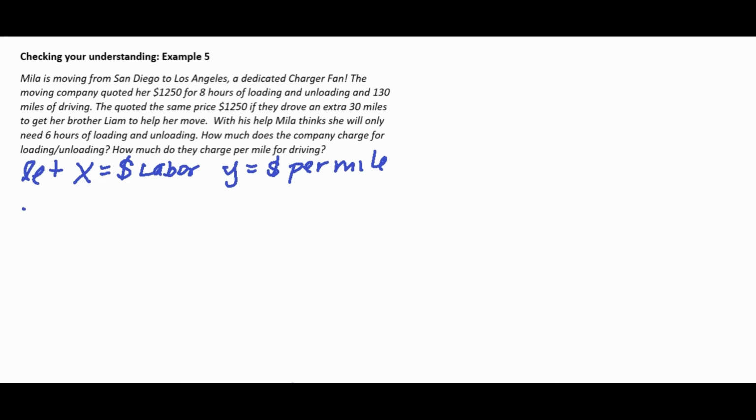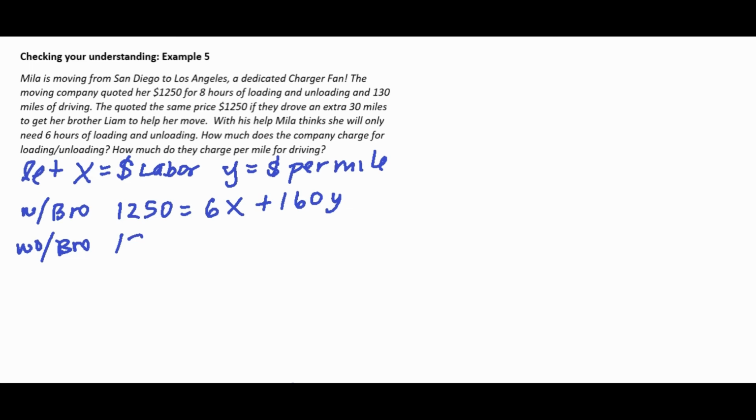So then we've got to set up two equations. I'm going to set up one equation using Liam, and another equation without using him. Let's start off with Liam. With Liam, the company's going to charge us $1,250, right? And we're only going to need the company to help us move for 6 hours. So that's 6 times x. And we're going to need to drive 160 miles, so 160 times whatever they charge us per mile. So 6x plus 160y equals 1,250.